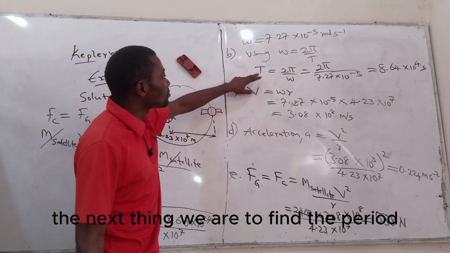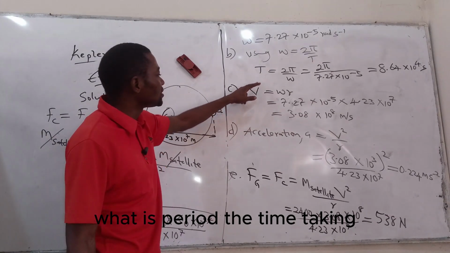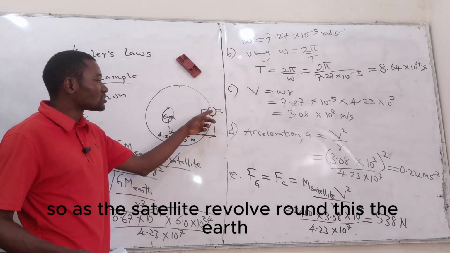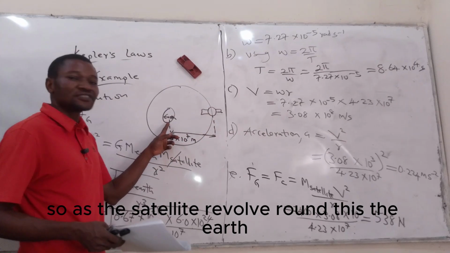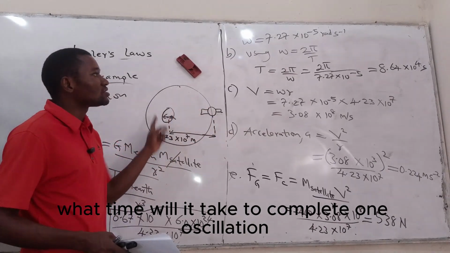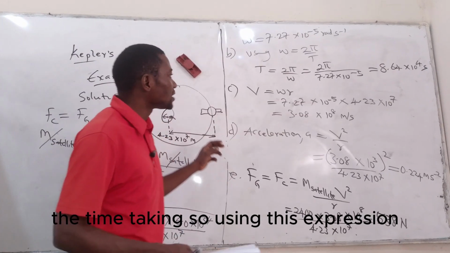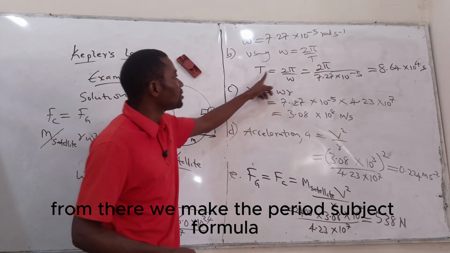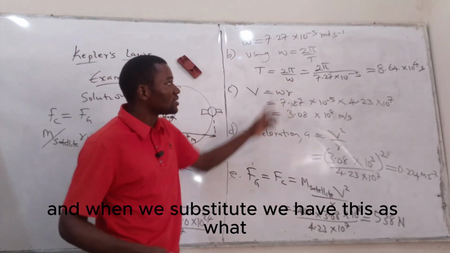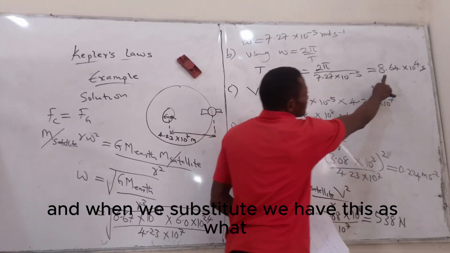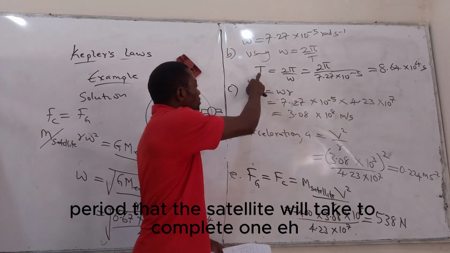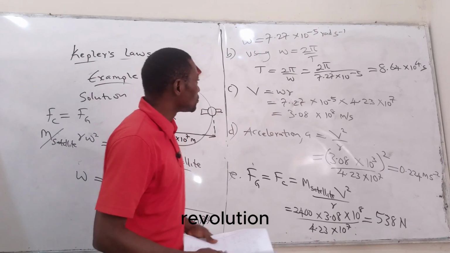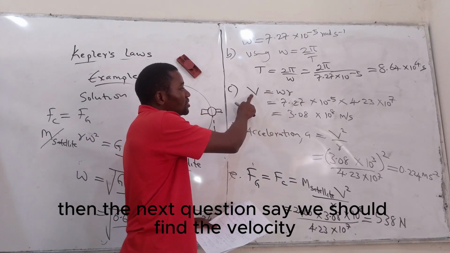Okay, the next thing we have to find is the period. What is period? The time taken for an object to complete one oscillation. So as the satellite revolves around the Earth, what time will it take to complete one oscillation? Using this expression, I believe you are familiar with it, we make the period subject of the formula. And when we substitute, we have this as the period that the satellite will take to complete one revolution.